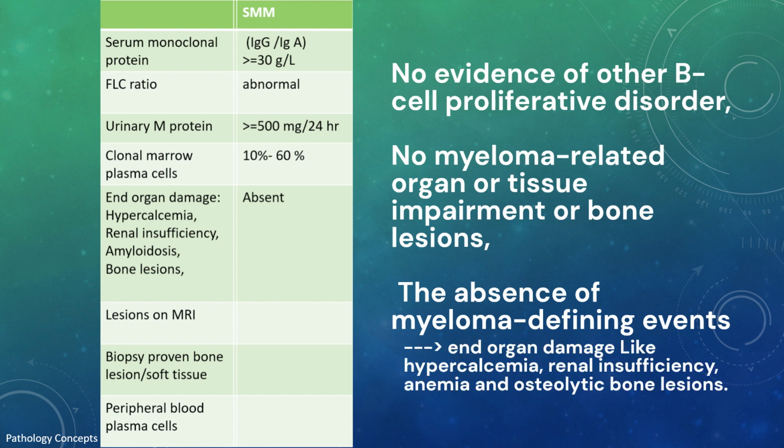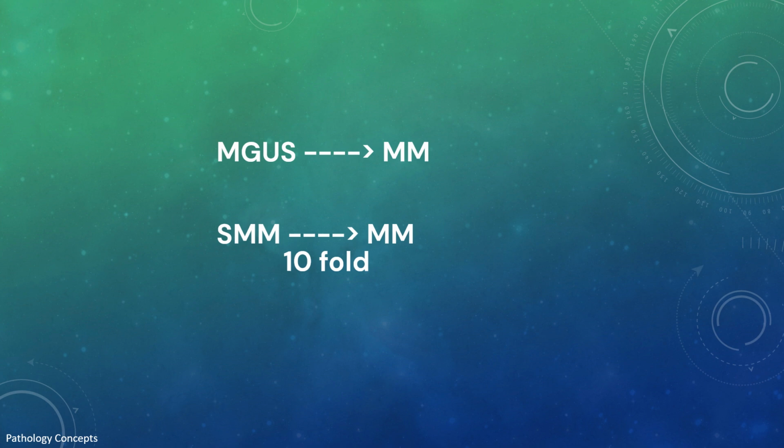What are the myeloma defining events? Such as end organ damage like hypercalcemia, renal insufficiency, anemia, and osteolytic bone lesions. It is important from a clinical standpoint to distinguish smoldering multiple myeloma from MGUS because the risk of progression of smoldering multiple myeloma to myeloma is 10 times higher than MGUS in the first 5 years following diagnosis.